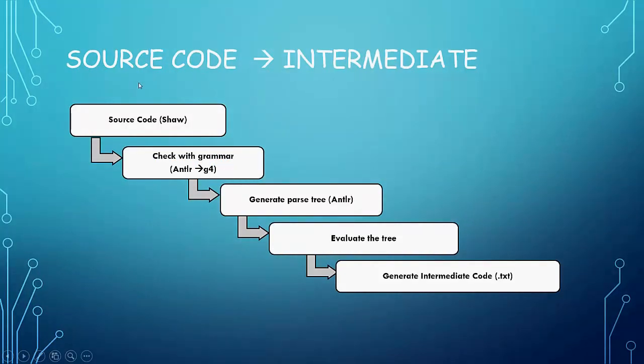This is the structure of the code from source code to intermediate code. First of all, a programmer writes code in Sha, and it is checked with the grammar and evaluated with parse trees. If the tree is correct, then a proper output will be generated. If it is wrong, an error in the tree will be displayed in a different color. The ANTLR grammar has a .g4 extension. And the intermediate code is sent to a .txt file, which will be read by our runtime environment.